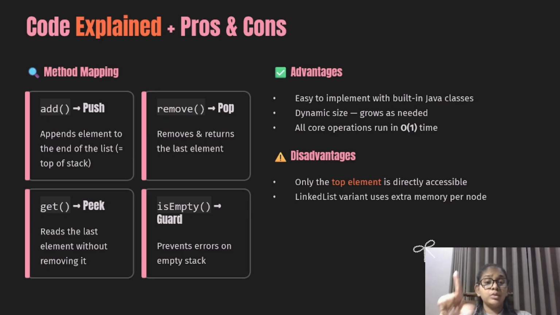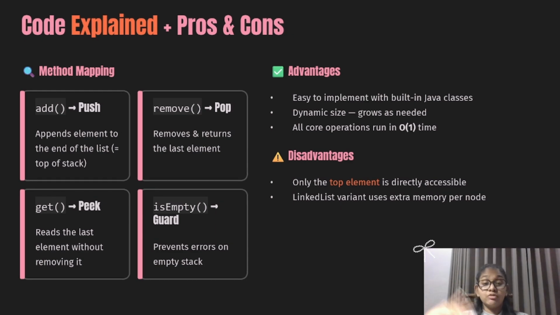But there are a few limitations too. For example, we can only directly access the top element. We can't randomly access elements in the middle like normal arrays. And if we use a linked list implementation, it also requires extra memory for node references. Still, for things like undo systems, browser history, and recursion, stacks work perfectly.